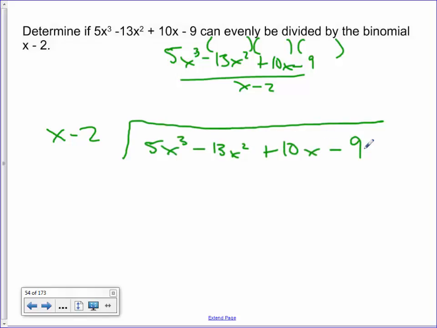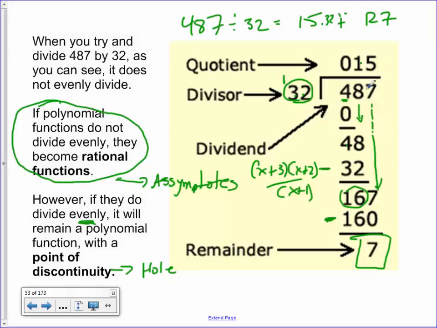So setting up kind of like long division was in the previous slide. You've got a small number right here and a large number right here. Does that work?